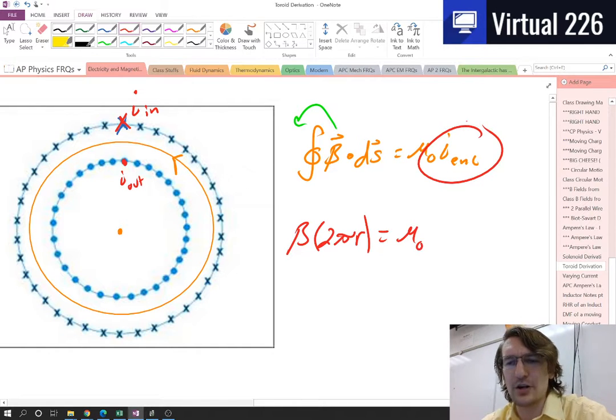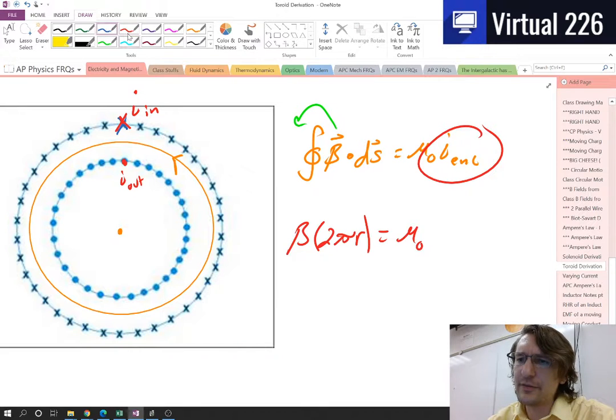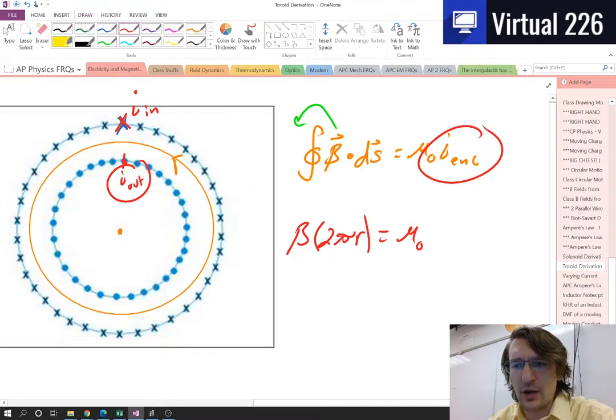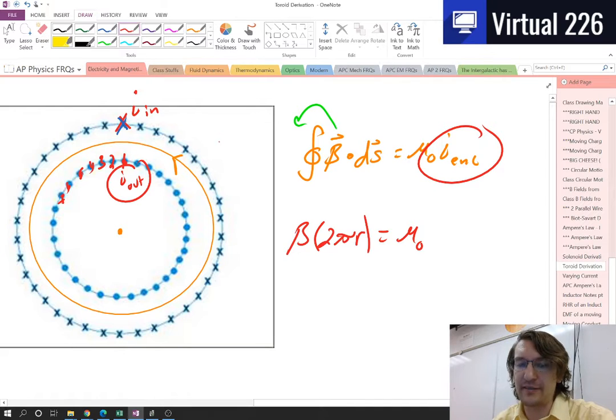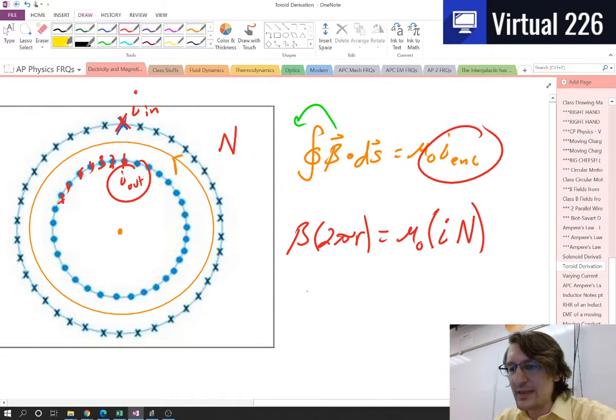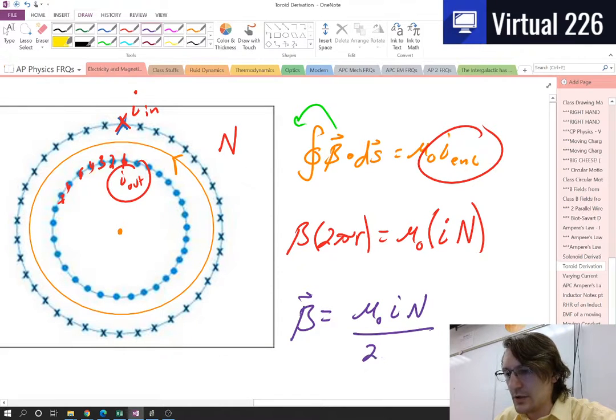Well, the real question is, what is the current enclosed here? Because I have the current I existing not once, not twice, not thrice, but 4, 5, 6, 7. I have some number of turns here that exist. So I don't just have one current I, I have that current I over and over again, for as many loops as I have. And if you recall in the solenoid derivation, we count the number of loops as big N. So our total enclosed current here is actually going to be I multiplied by some number of loops N, which means that our B field inside of the toroid is going to equal mu naught I N over 2 pi r.